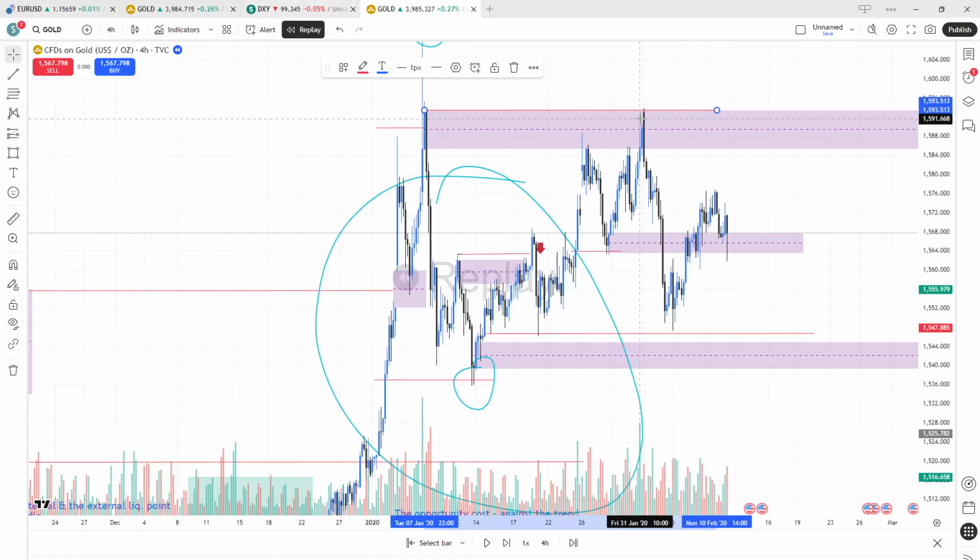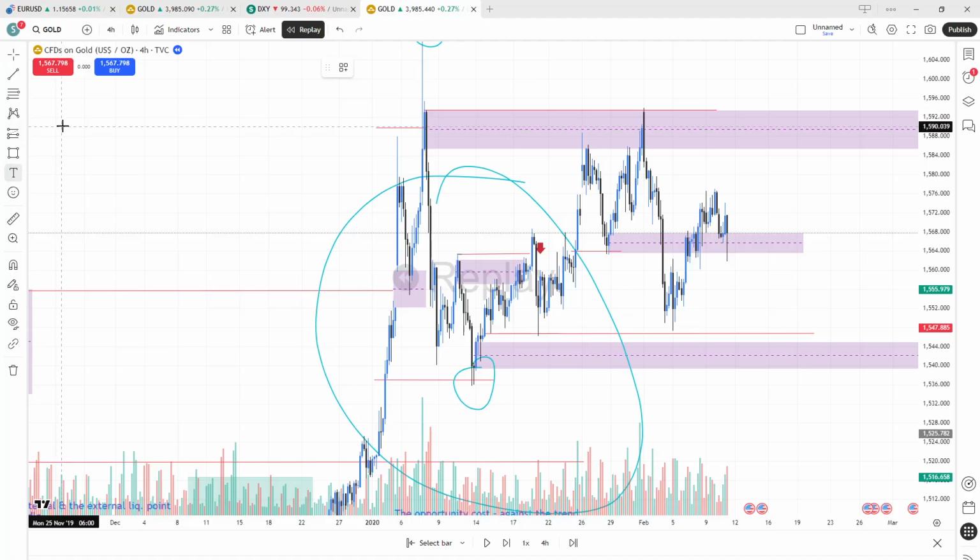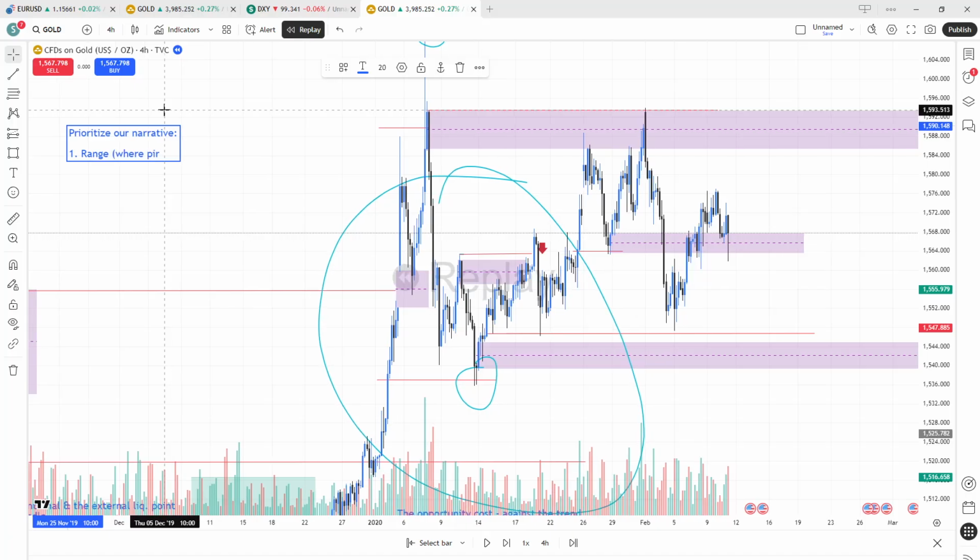And again, the sweep model, okay, the sweep model. So if we are to prioritize our narrative, okay, so the first thing is range, where price is.